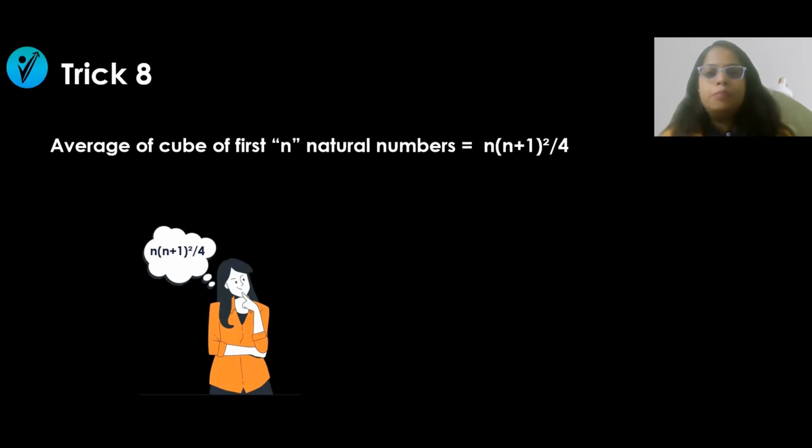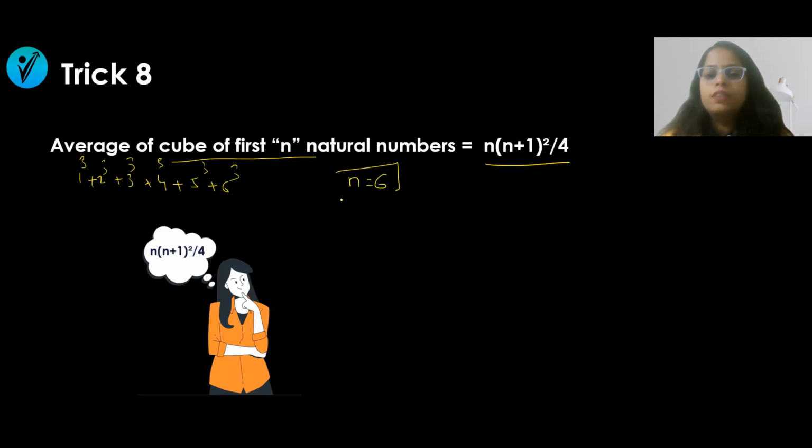Now let's go for trick number 8. This is for the cubes. Average of the cubes of the first n natural numbers is equal to n into n plus 1, bracket square, divided by 4. Like 1 cube, 2 cube, 3 cube, 4 cube, 5 cube, plus 6 cube. Suppose here n is equal to 6. So what will be the average? 6 into 6 plus 1, bracket square, whole divided by 4. That means 6 into 6 plus 1 is 7.